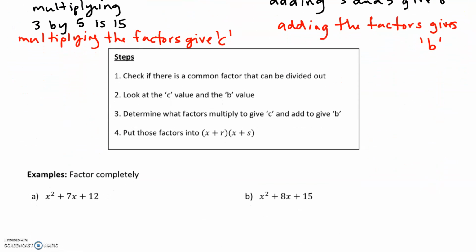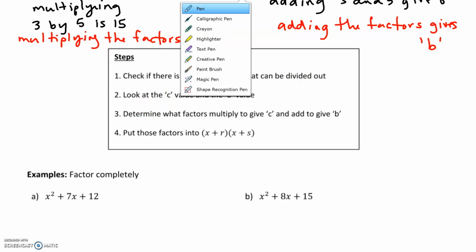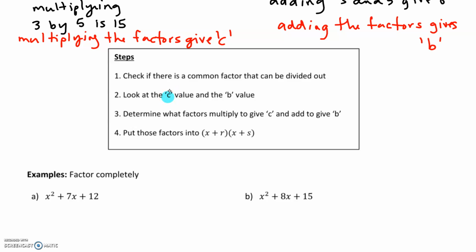So here are the steps. Step 1, we always check if there's a common factor. That's the lesson we did yesterday. I'm not going to do any examples like that until we understand how to actually do the factoring. So we have to look at the c value and the b value and determine what factors multiply to give c and the same factors have to add to give b. And then we simply put the factors into the equation.